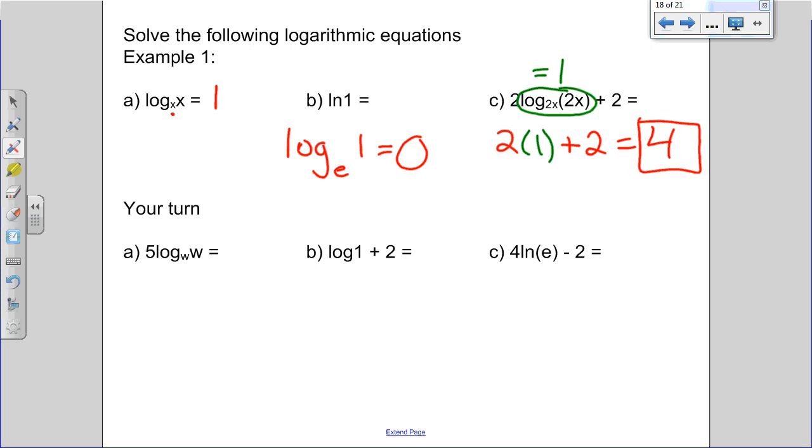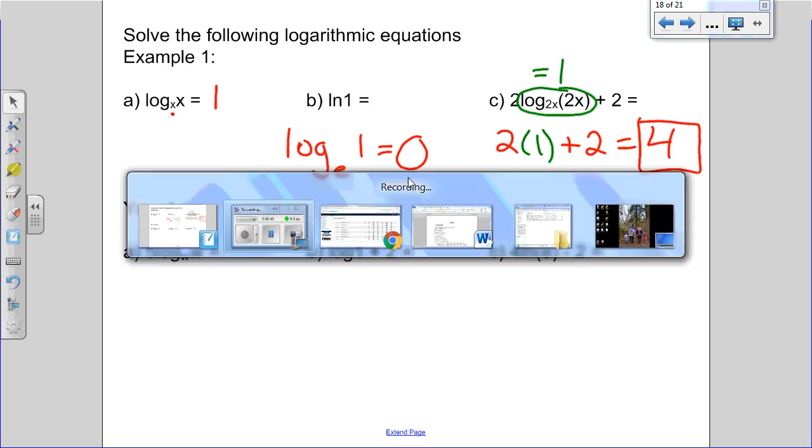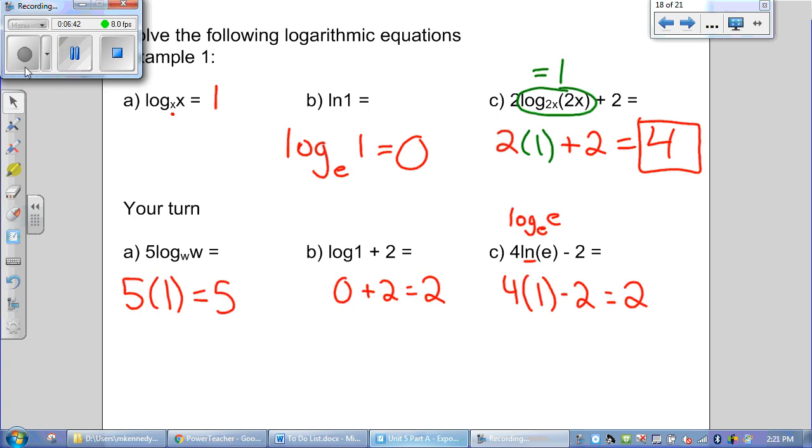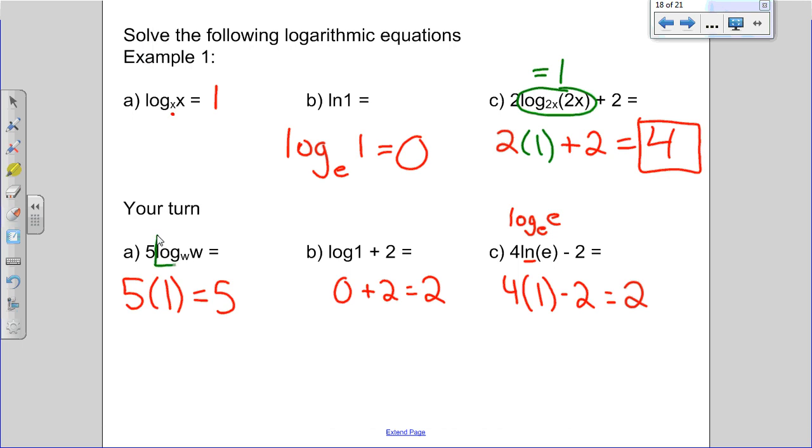Your turn. Try 3 of these together. So the first one, you have to recognize that the base and the argument are the same. So log w of w equals 1. So you just have 5 times 1.